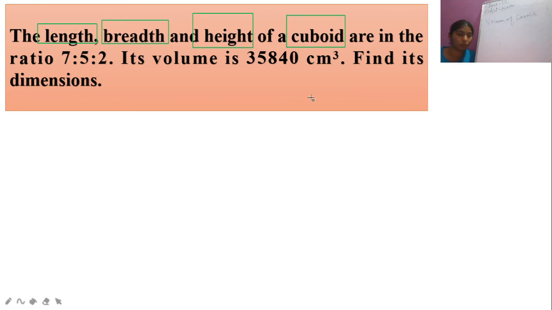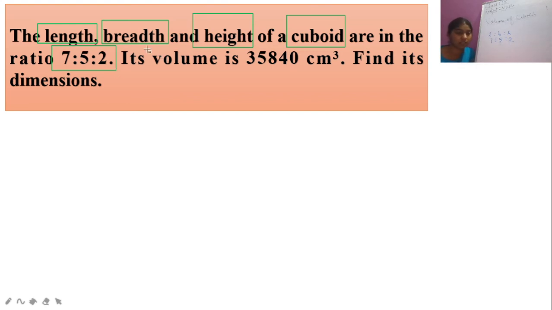We have length, breadth and height in the form of a ratio, right students? So it is 7, 5 and 2. Yes, this is in the form of a ratio. We don't have particular units, right? So it is in the form of a ratio, students.